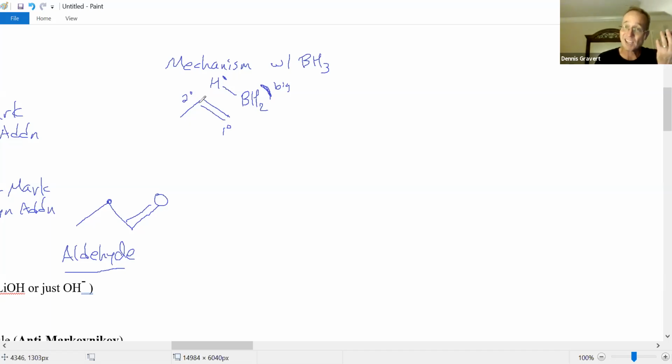Secondary has more stuff hanging off of it, another carbon that's bigger. So this is kind of big. And the BH3 molecule aligns itself so that the biggest pieces are farther apart. That explains anti-Markovnikov addition. The pi bond attaches the hydrogen, attaches this H between these two atoms, carbon and H. And this bond breaks and connects the boron to this carbon.